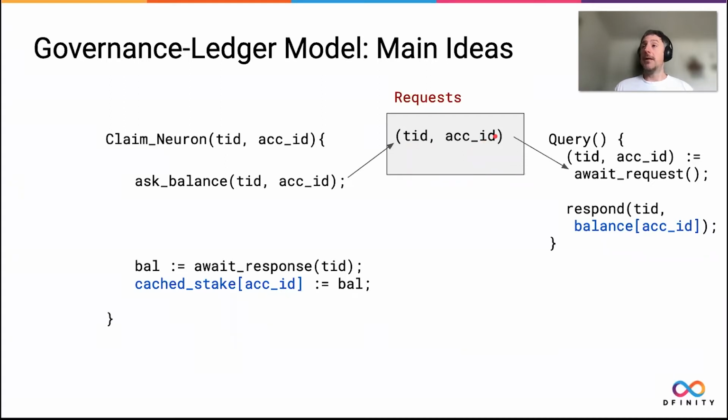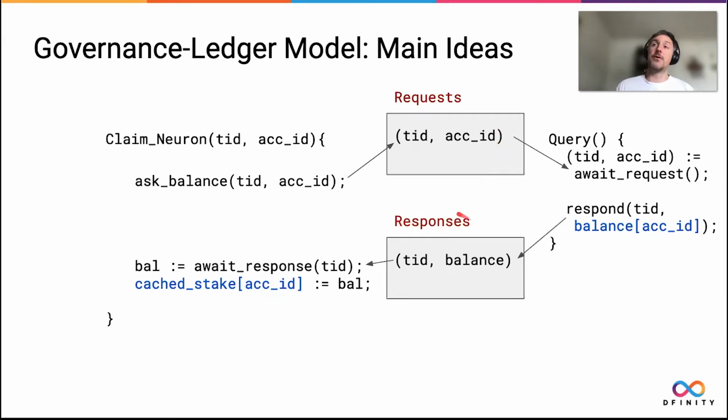And similarly, we will need to store responses somewhere. So this is going to also go into the state. This is going to be another piece of state, both requests and responses. And this is where we put responses from the ledger canister, right? So hopefully not too surprising.